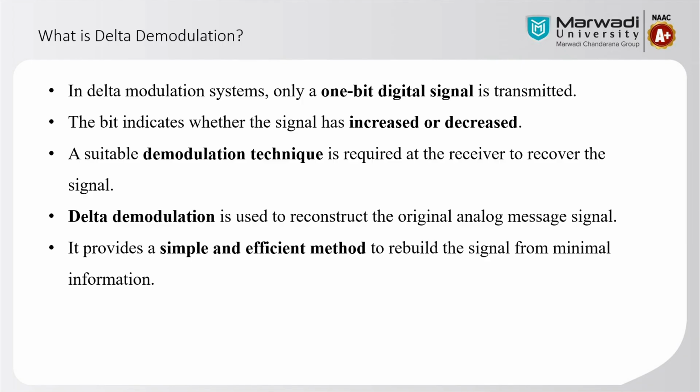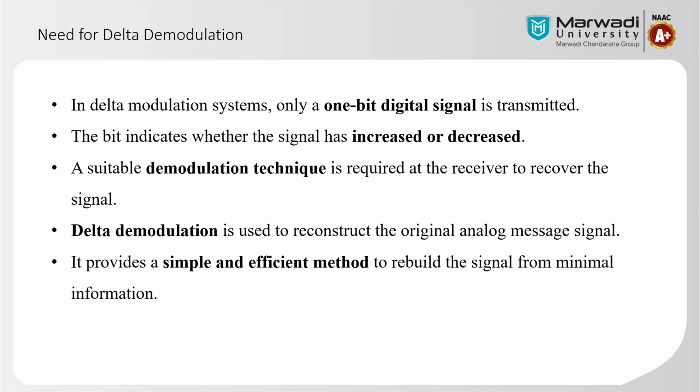What is delta demodulation? In a delta modulation system, only a 1-bit digital signal is transmitted. This bit tells whether the signal has increased or decreased compared to the previous sample. Because only 1 bit is sent, a proper demodulation technique is required at the receiver. Delta demodulation performs this task by using the received bit to rebuild the original message signal. It is a simple and efficient method to reconstruct an analog signal from very minimal information.